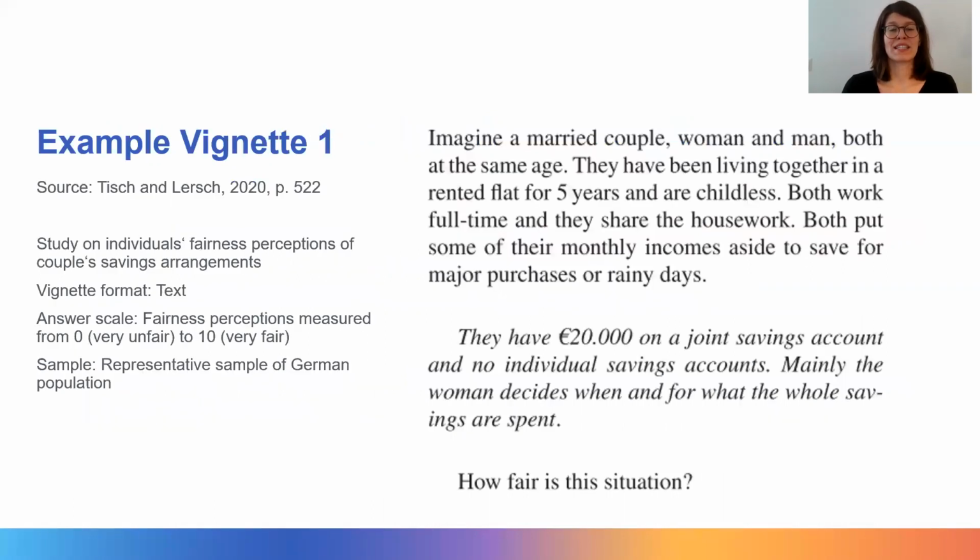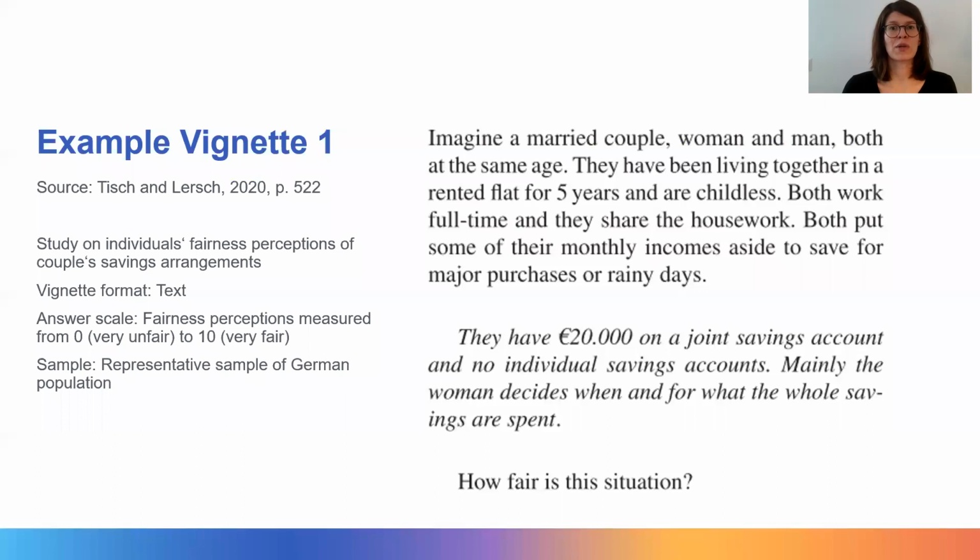Now, let us look at some empirical examples. The first example is from a study which was interested in the role of 2 dimensions, ownership and control, in individuals' fairness perceptions of a couple's savings arrangements. The vignettes describe different saving arrangements of a married couple in text format. Text format is a very common format in research based on factorial surveys. In the example on the right, the vignette first provides background information on the married couple. The parts written in italic vary between the vignettes.